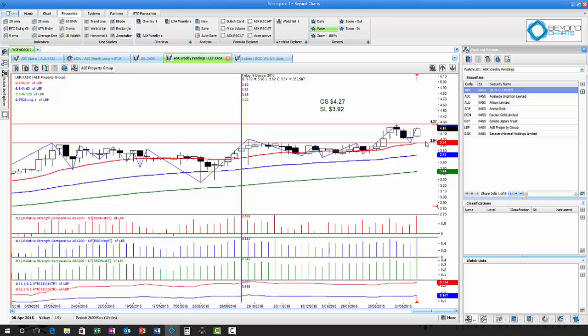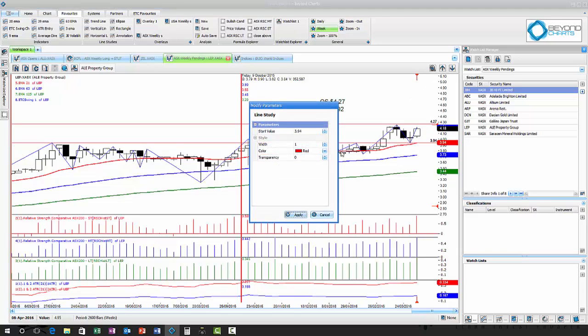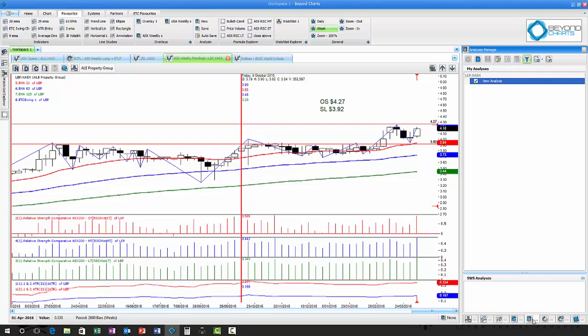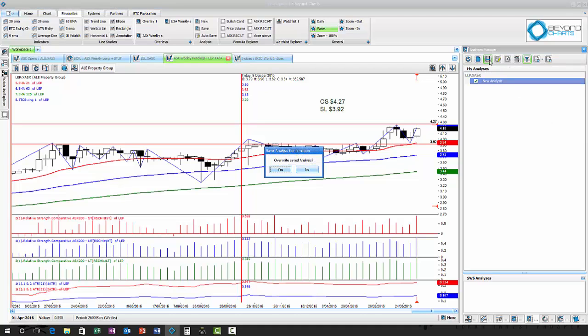$3.92, that says $3.94 there. I'll just change that while we're speaking. $3.92, wind it down a little bit. There we go, and I will save that analysis as well. So overwriting the one that I did before, and that's been saved. So that's AL Property Group, on stop at $4.27, protective stop at $3.92.